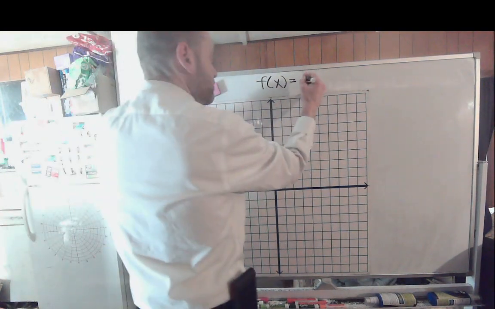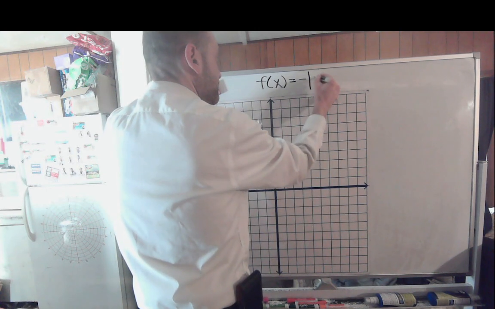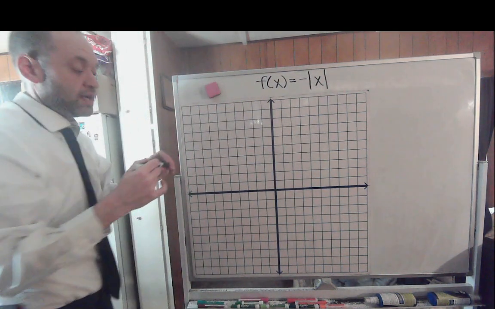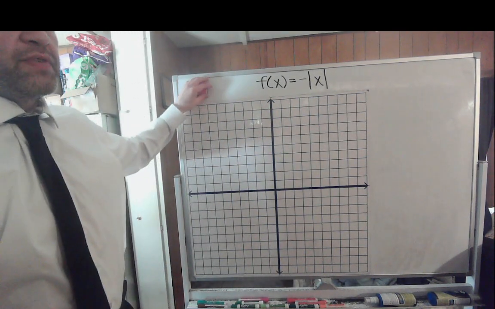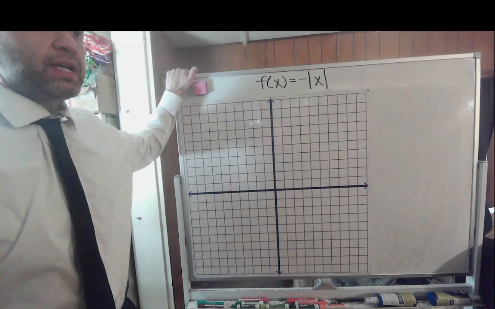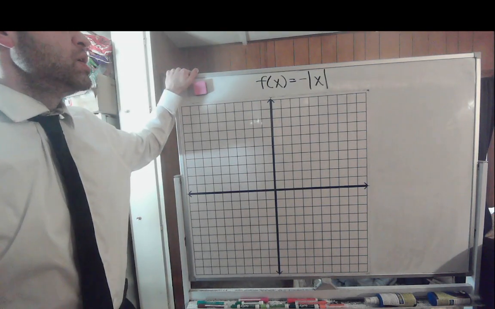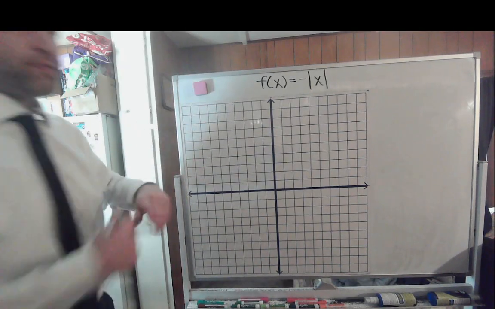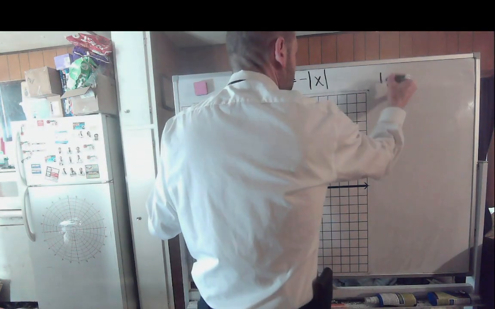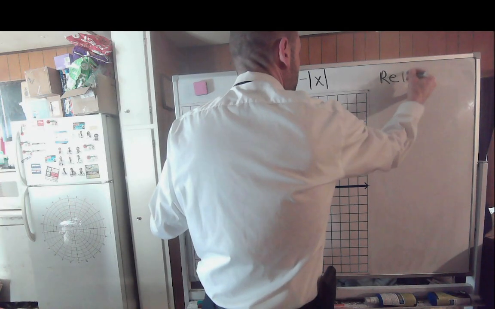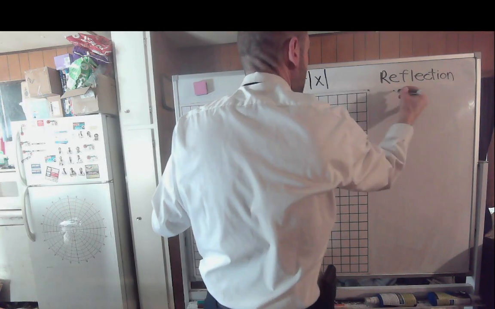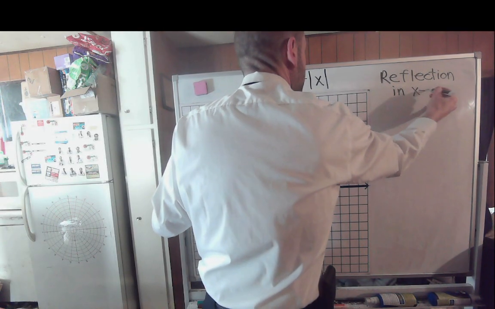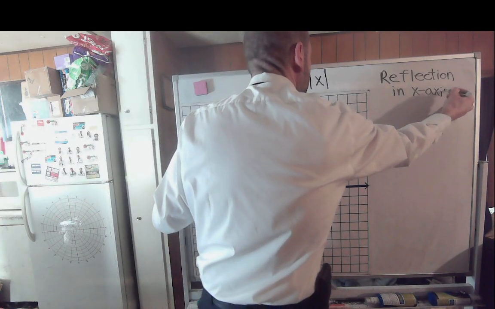Now, this is really important here. F of x equals negative of the absolute value of x. So what's going to happen here? Well, it's a reflection in the x-axis, right? Because the negative is outside of the absolute value. So this is going to be a reflection in the x-axis. So let's go ahead and graph what that would look like.